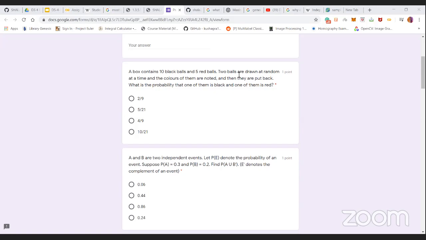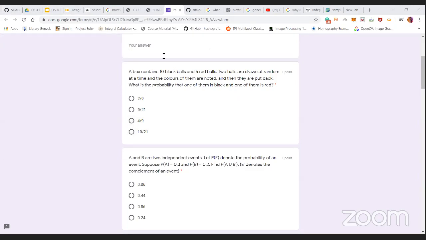See, the question asks what is the probability that one of them is black and one of them is red. So I'm not asking about any ordering as such. What I assume is that one of them being black and one of them being red is 10 into 5 in the numerator, and then in the denominator the total, 15 into 14.